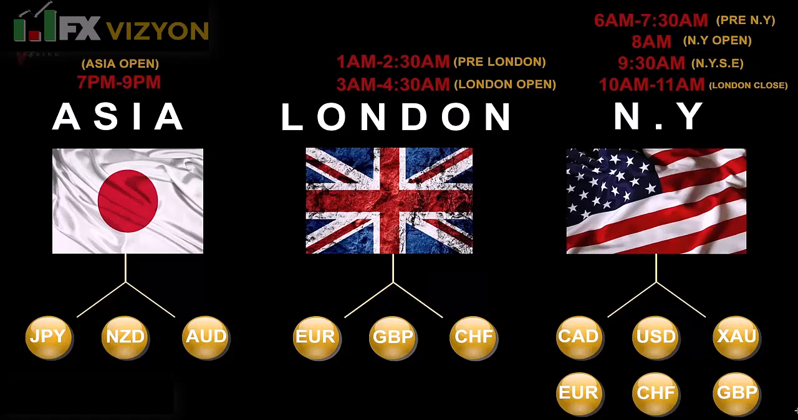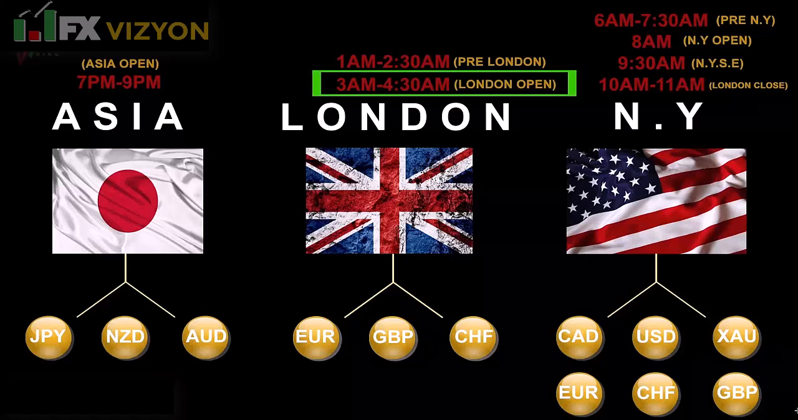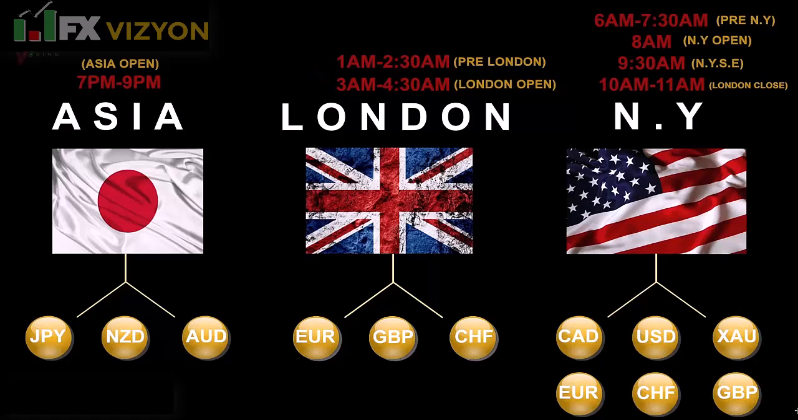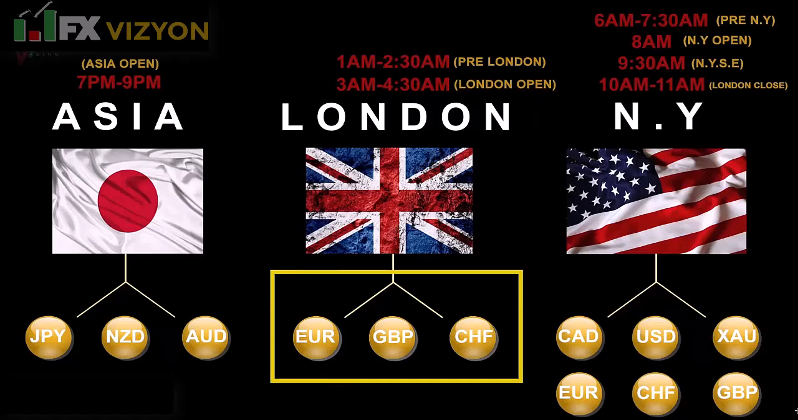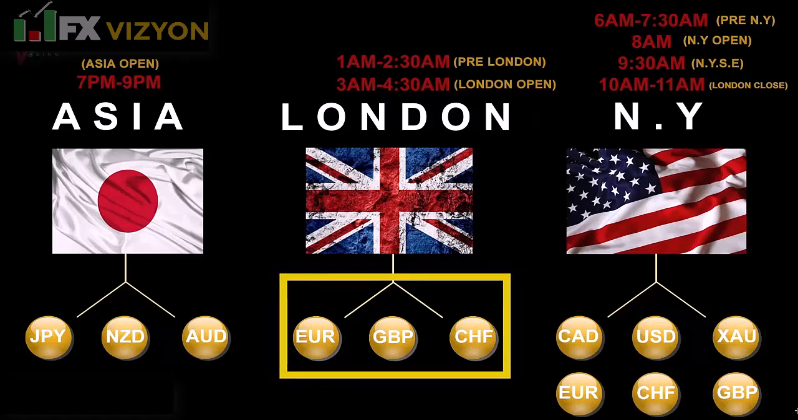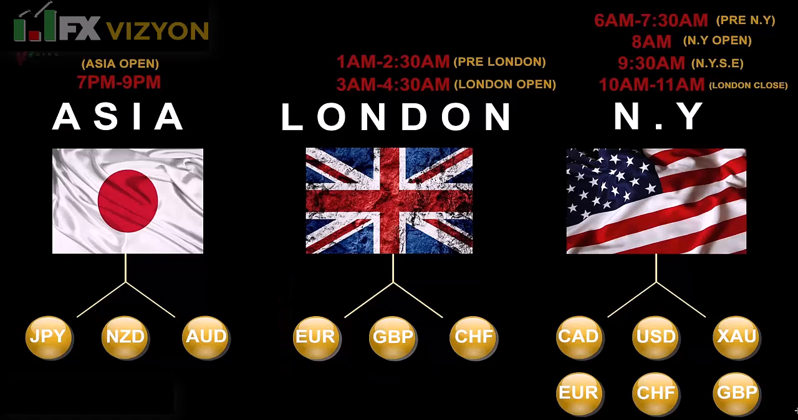Now, London Open, 3 a.m. is when London opens, but you'll notice that between 3 a.m. through 4:30 a.m. you get a real good boost, and sometimes this even goes until 5 a.m. So between 3 a.m. through 4:30 a.m. you get a real good boost of volume, and that's because London is open. Their banks are open, and now you have the traders that are inside the market. The best pairs to trade are the Euro, the Great Britain Pound, and also the Swiss franc during this time for the London Open.